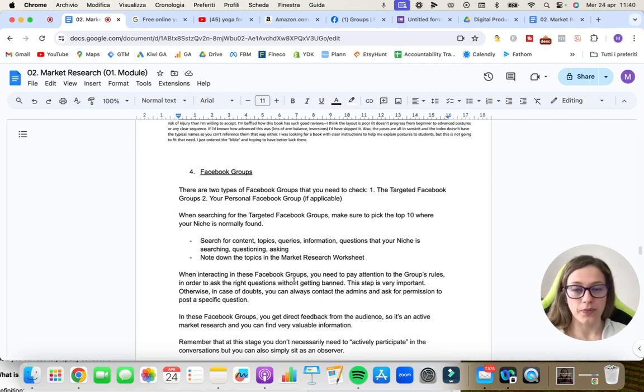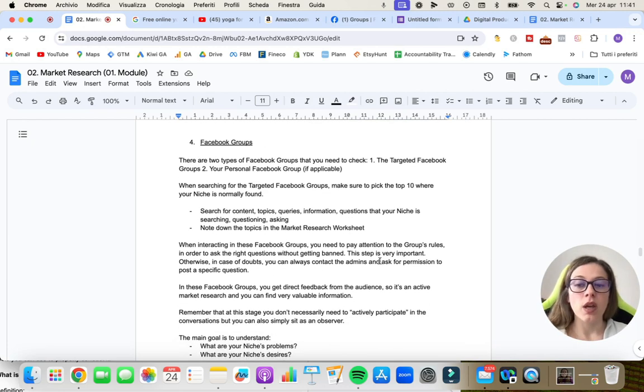normally found. You need to search for content, topics, queries, questions, and information that your niche is searching, questioning, and asking, and you check for the answers. You note down the topics in the market research worksheet that I'll show you in a second. And when you interact in these Facebook groups, you need to pay attention to the group's rules in order to ask the questions without getting banned.